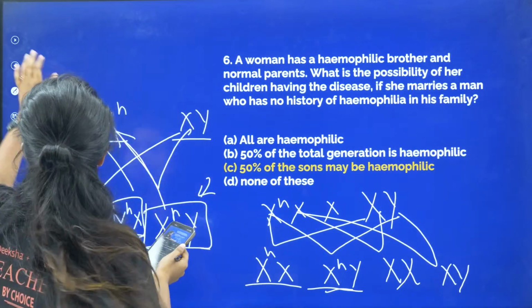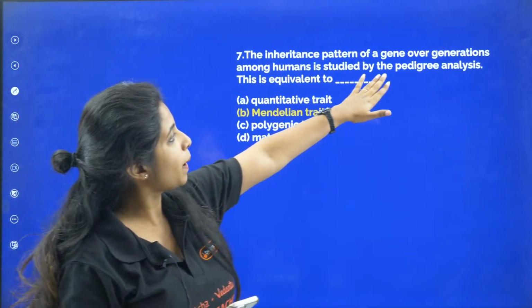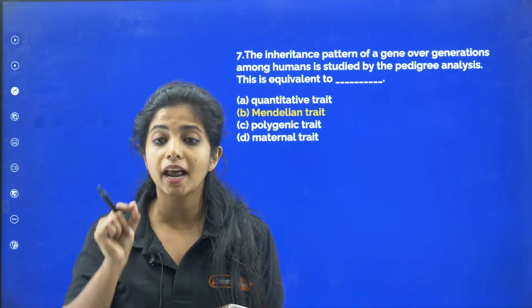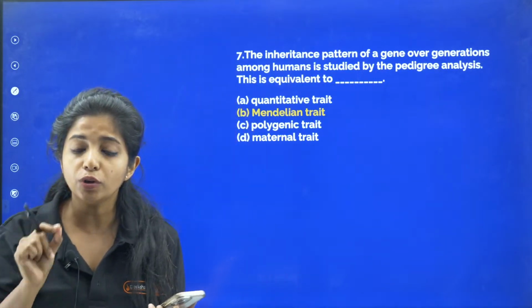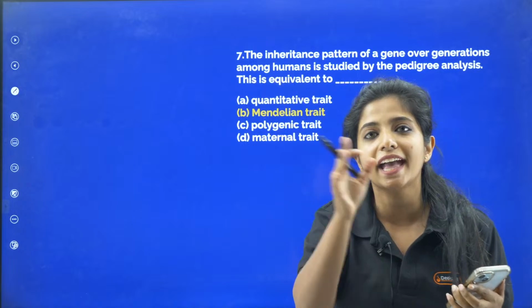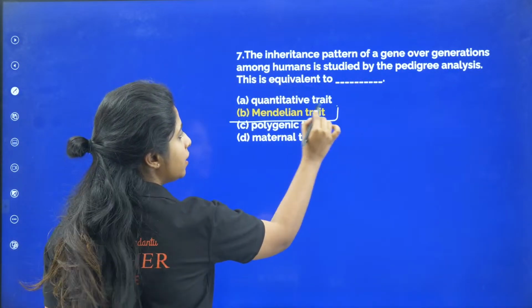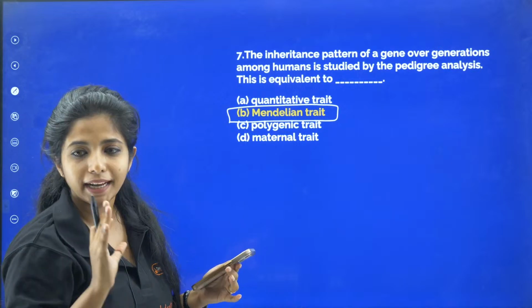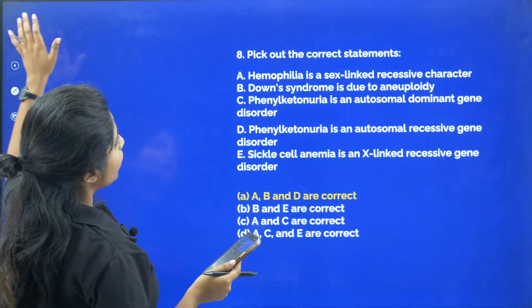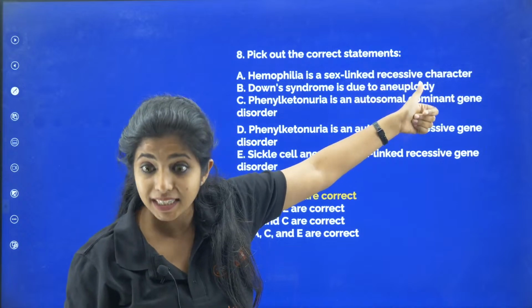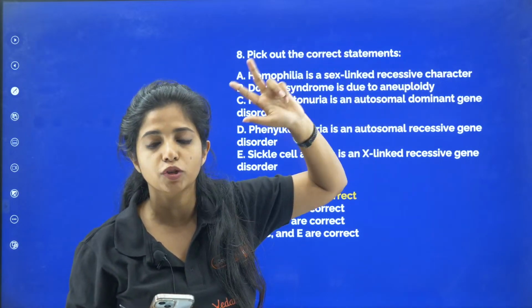Works? Cool? Chalo. Next, the inheritance pattern of a gene over generations among humans is studied by pedigree analysis. In pedigree analysis, what do you study, my dear children? You talk about Mendelian traits, that means diseases that are going to be inherited. Okay, nothing else. Mendelian trait, you don't have to even read all the options out there. Just directly go with Mendelian trait in a pedigree chart. Now going ahead, pick out the correct statement. Hemophilia is a sex-linked recessive character. Yes, it is. Hemophilia and color blindness, both of them are.